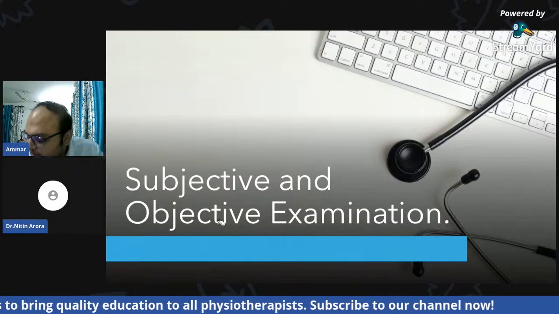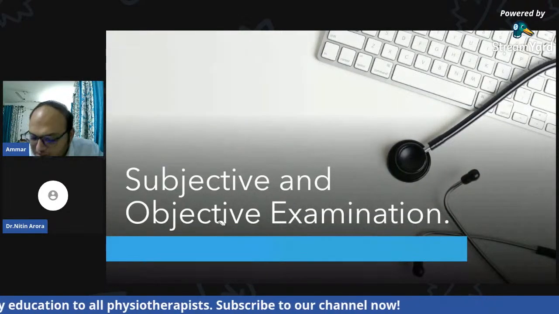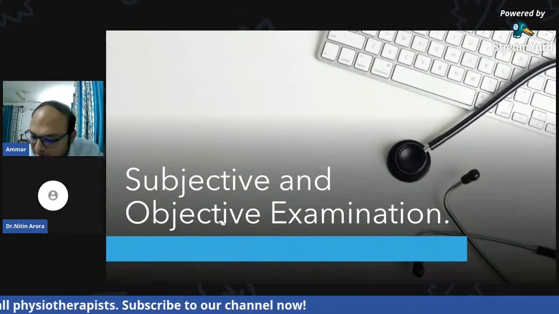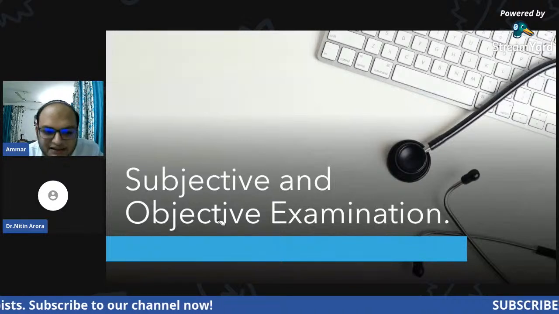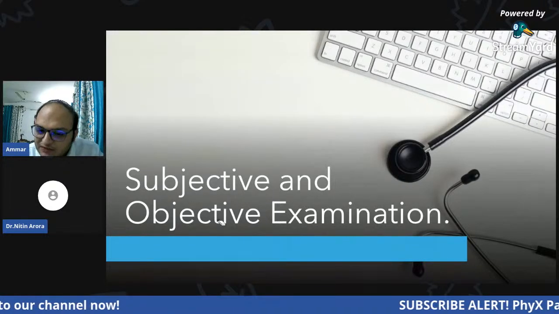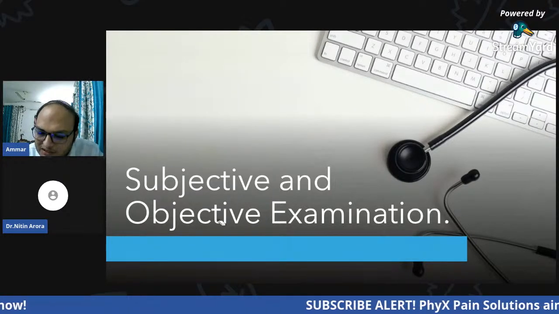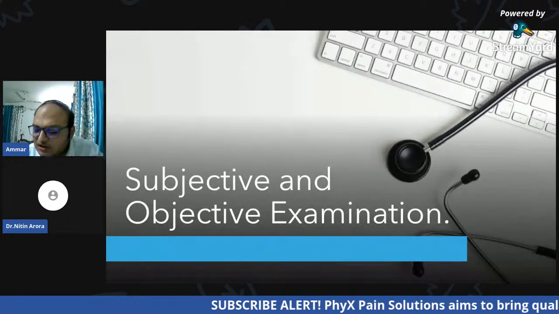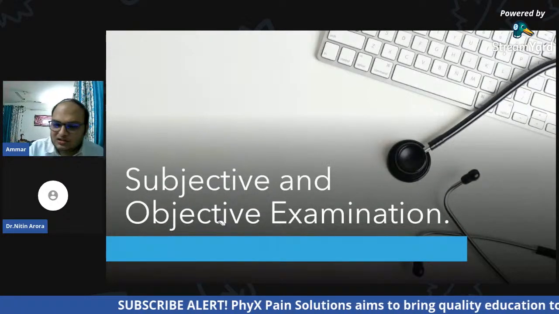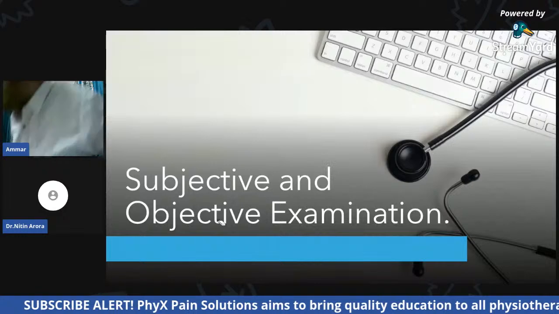We took the history, from which we came to know a lot of things. We came to know about a lot of things from the history, right? Then we confirm that history from subjective and objective examination. We just match it, not confirming. We matched.